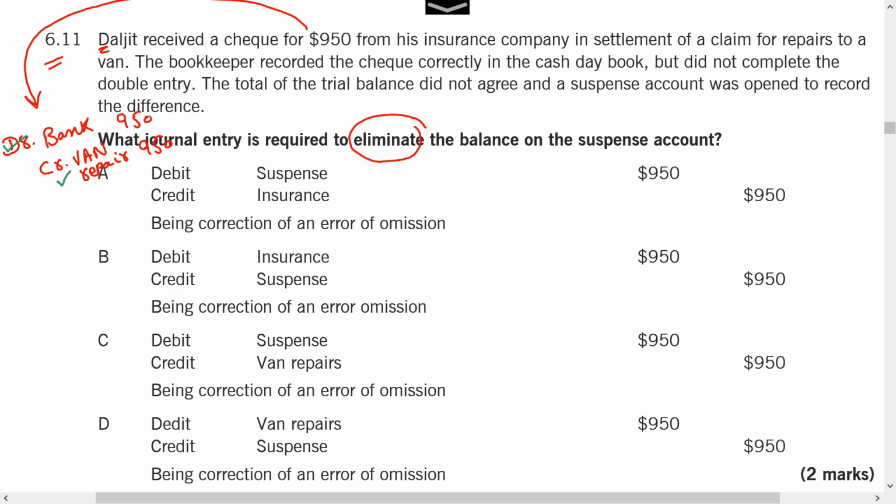So if the debit side is greater than the credit side, then we will have a credit balance on our suspense account. And in order to eliminate this credit balance, we are required to debit our suspense account and credit this van repairs account. So our correct option is option C.